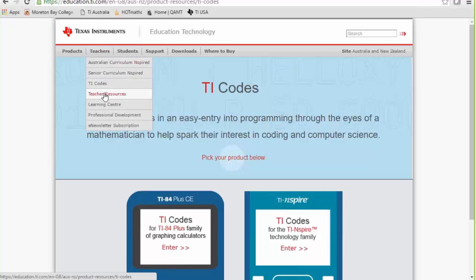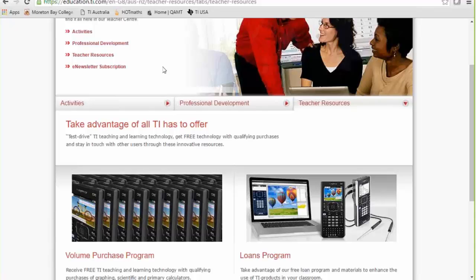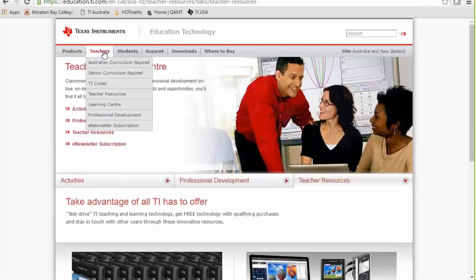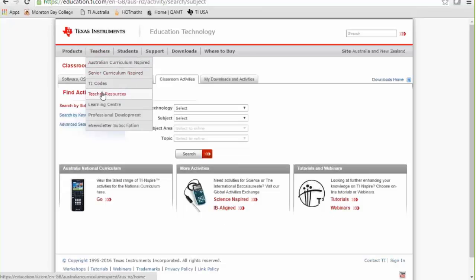And then teacher resources, it just doesn't stop. And you'll actually see the resource you can think of professional development. But wait, there's more. We haven't heard that ad for a while. So the Learning Centre, and search for activities and other resources. You select what calculator you've got or software, and you'll see the Science Inspired, the IB Aligned, was Bojana and Pam were looking at tonight, and there's other webinars and tutorials, and keeps on going, professional development. And there you've got the newsletter subscription.